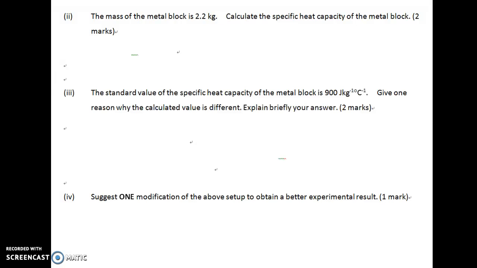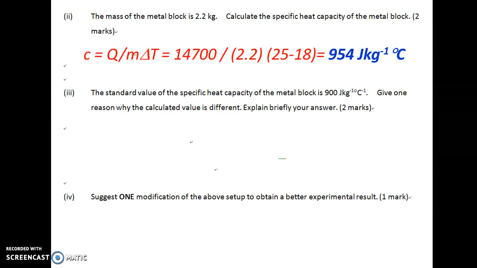C2. The mass of the metal block is given. You are asked to find the specific heat capacity. You may apply the formula Q equals mc delta T. In that case, c equals Q over m delta T. The standard value of the specific heat capacity of the aluminum block is 900. So give one reason why the experimental value is larger.